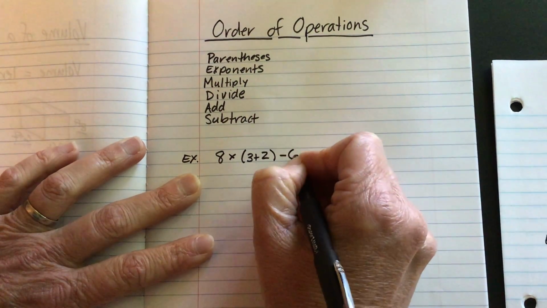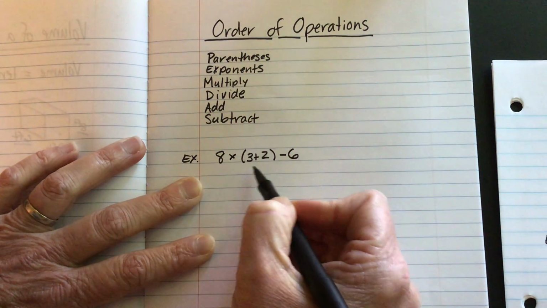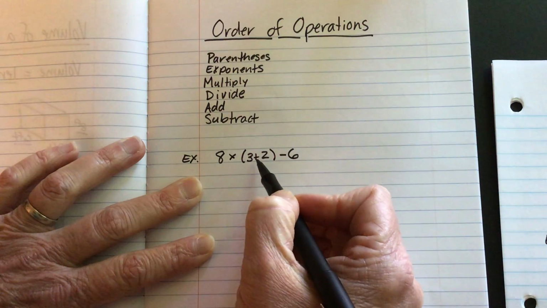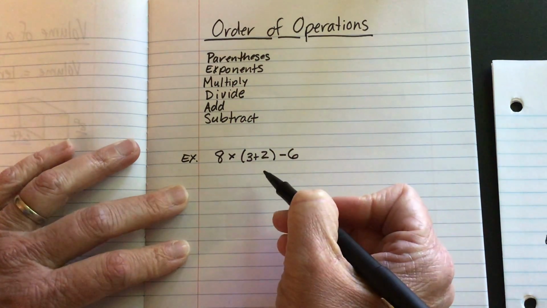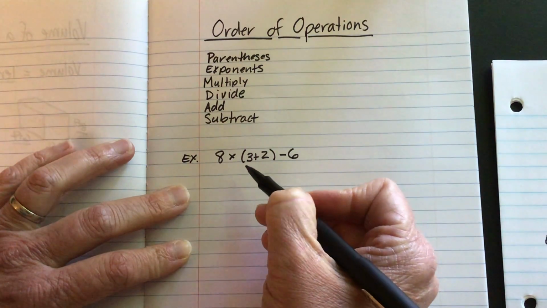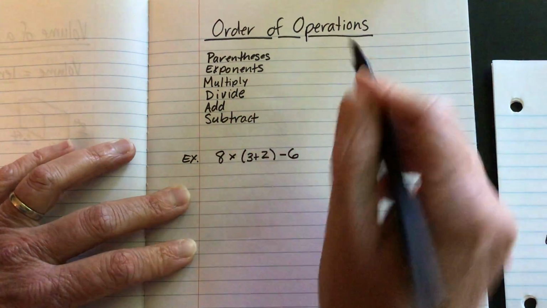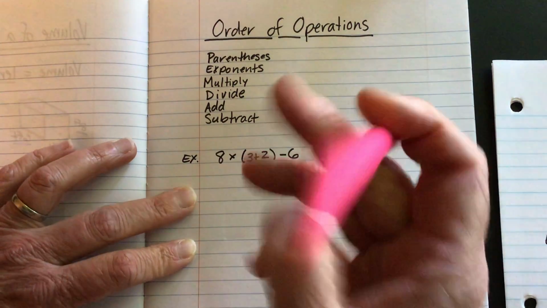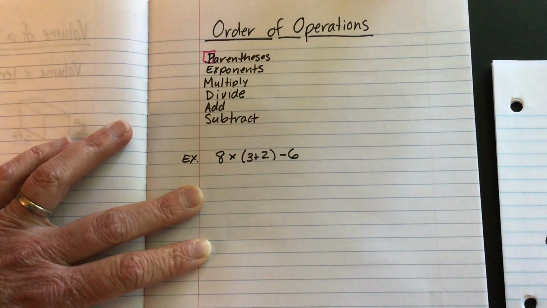This is the first example. 8 times the quantity of, that's what parentheses mean, 3 plus 2 minus 6. All right, well, you can see there's probably a couple different ways to start this. However, we have to follow the rules, the order of operations. And it starts with parentheses. We do whatever is in parentheses first.